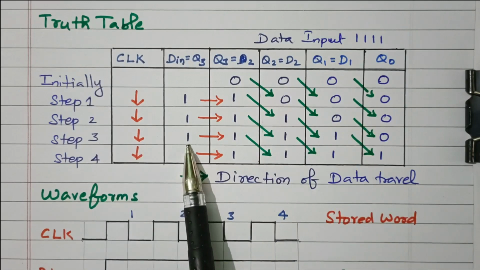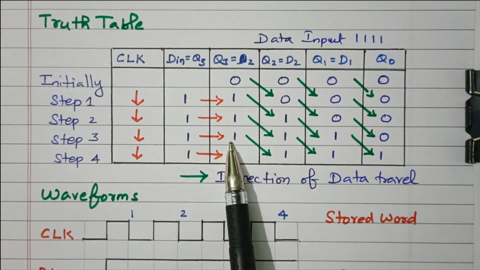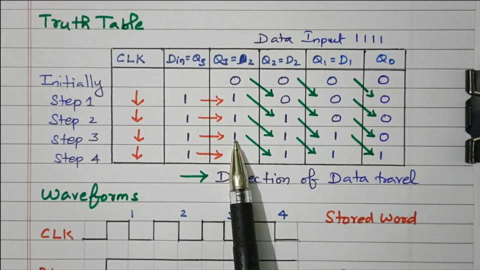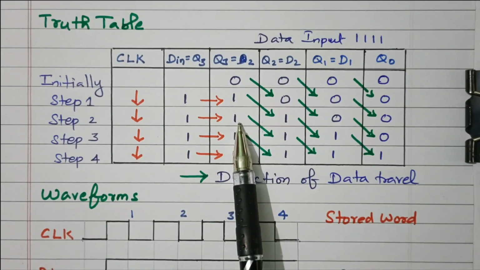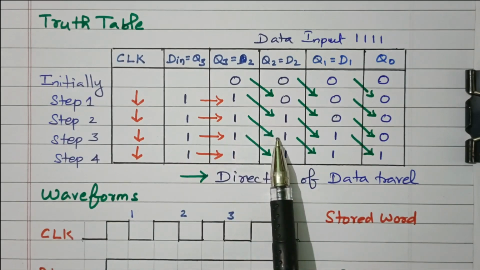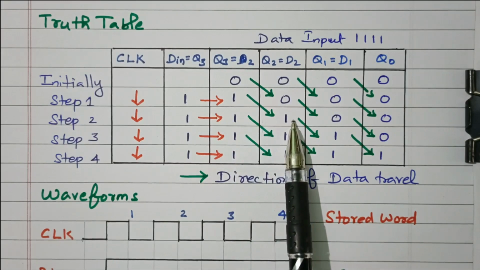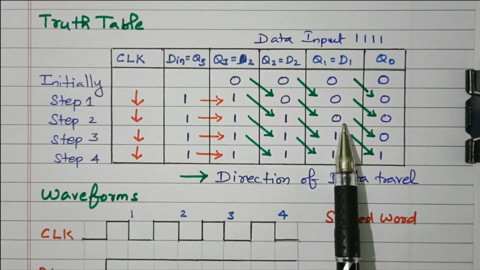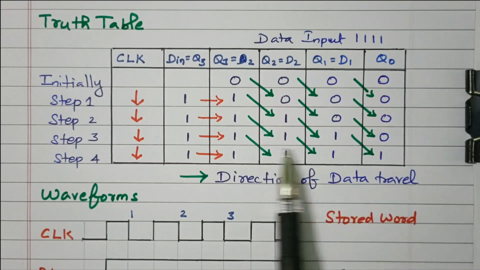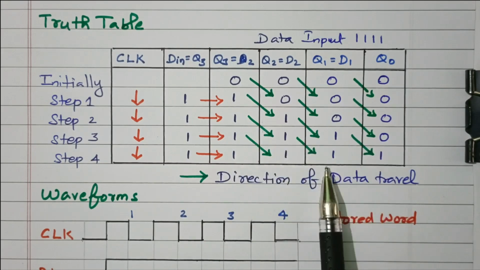In step 3, again one more 1 is applied. So it will go to Q3. The data already available in Q3 will go to Q2. D2 will go to D1. Then D1 will go to Q0. So it becomes 1, 1, 1, 0.